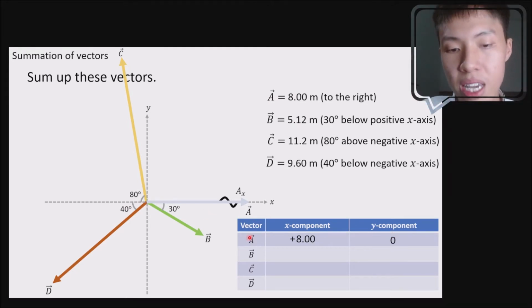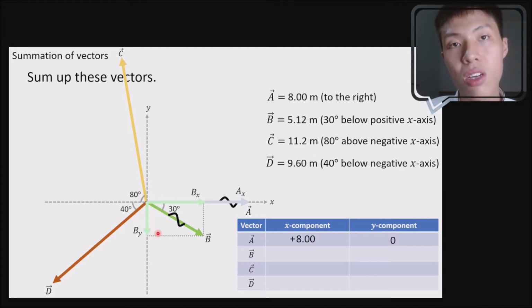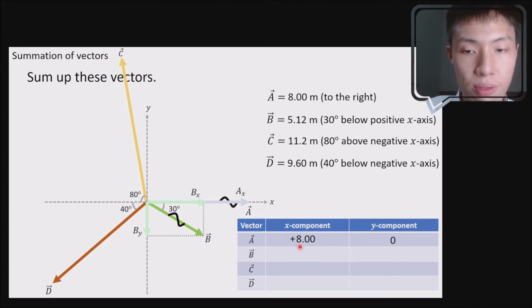Once we are done with vector A, let's move on to vector B. Vector B, we want to resolve. We draw a squiggle. We resolve vector B. How do we resolve? Again, dotted lines to the x and y axis as we discussed last time. Then we will have our Bx and By. If you can't understand what I am doing here, you might have to review the video on resolving vectors, which was earlier. So vector B here, we have resolved it graphically. Now we need the values.